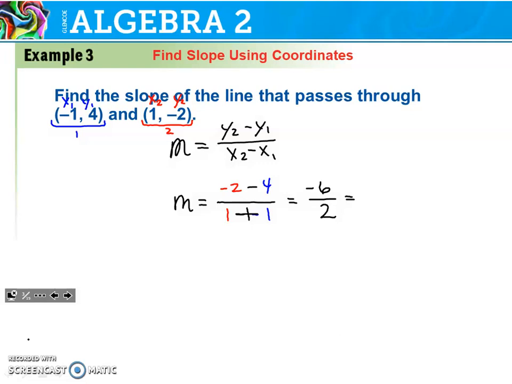Okay? Negative 6 over 2 would not be our final answer. We can definitely simplify that. Use your calculator if you're unsure of how to do that. But negative 6 over 2, that's really just negative 6 divided by 2. So negative 6 divided by 2 gives me negative 3. And that's the slope of my line. Slope of my line is negative 3. Okay?